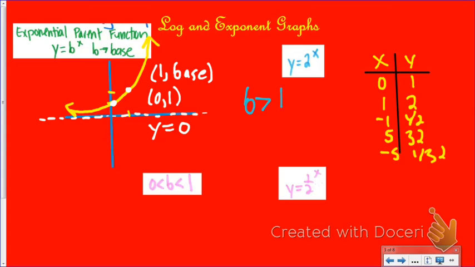Okay, if you look down here, there's an example of your base being between 0 and 1. So if that base is smaller than 1, its graph is going to look a little bit different. For example, here I have y equals 1/2 to the x. If you think about that, if I have 1/2 and I raise that to, say, the 5th power, that number is actually going to get smaller, because 1/2 to the 5th power is 1/32. So this graph will still go through 0, 1, and it'll still go through 1 comma my base, but the way that shape is going to go is going to be in the opposite direction, because as my x's get bigger, that y value is actually going to be getting smaller.